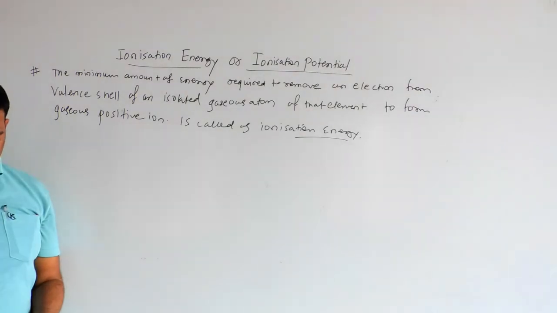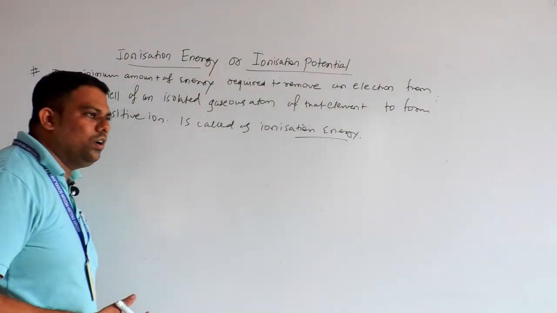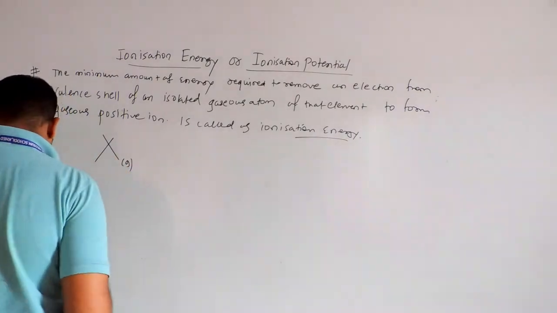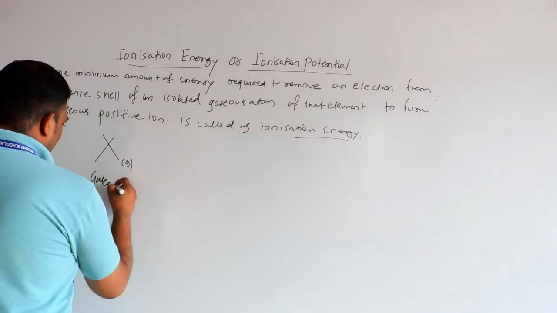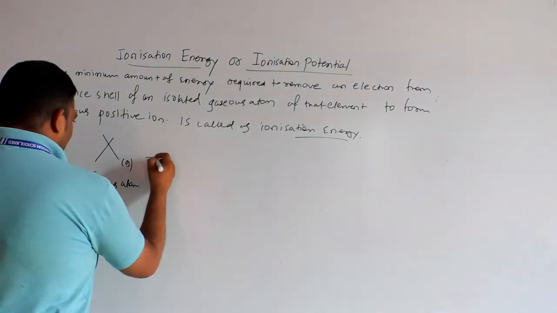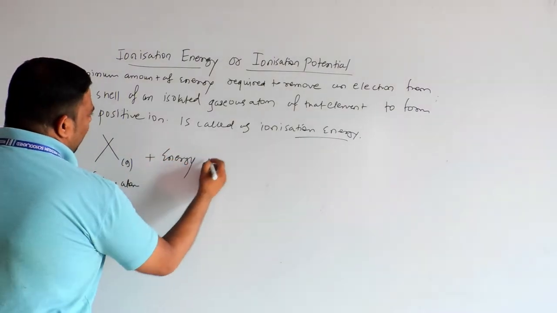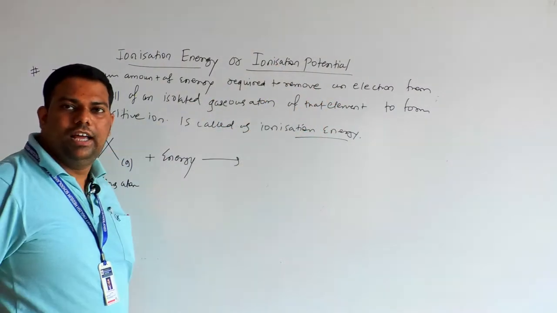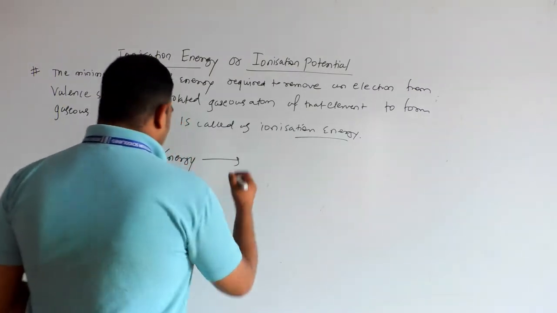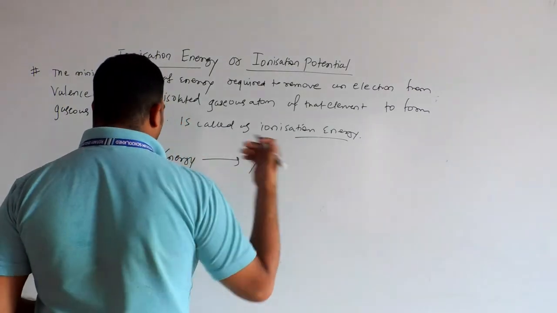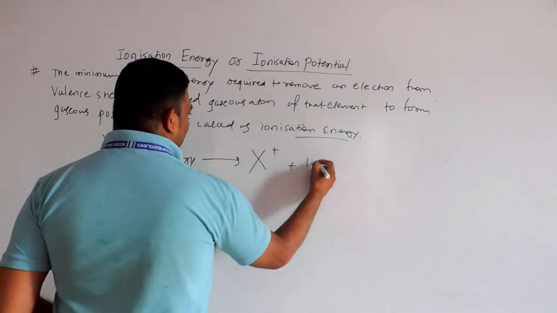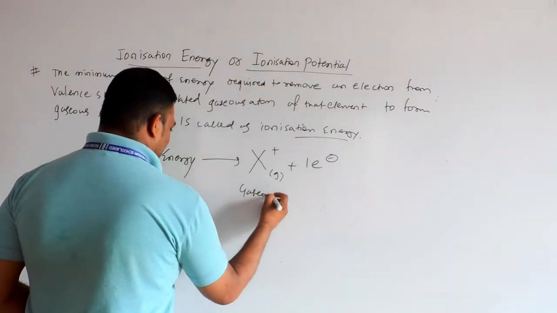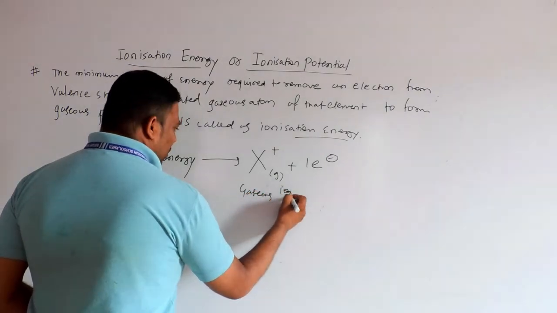Now see how we can represent it. Suppose X is an atom of an element in gaseous form, a gaseous atom. We supply energy because we want to remove an electron from the valence shell of an isolated gaseous atom. If you remove one electron, we get X plus plus one electron minus, so we get a gaseous ion.